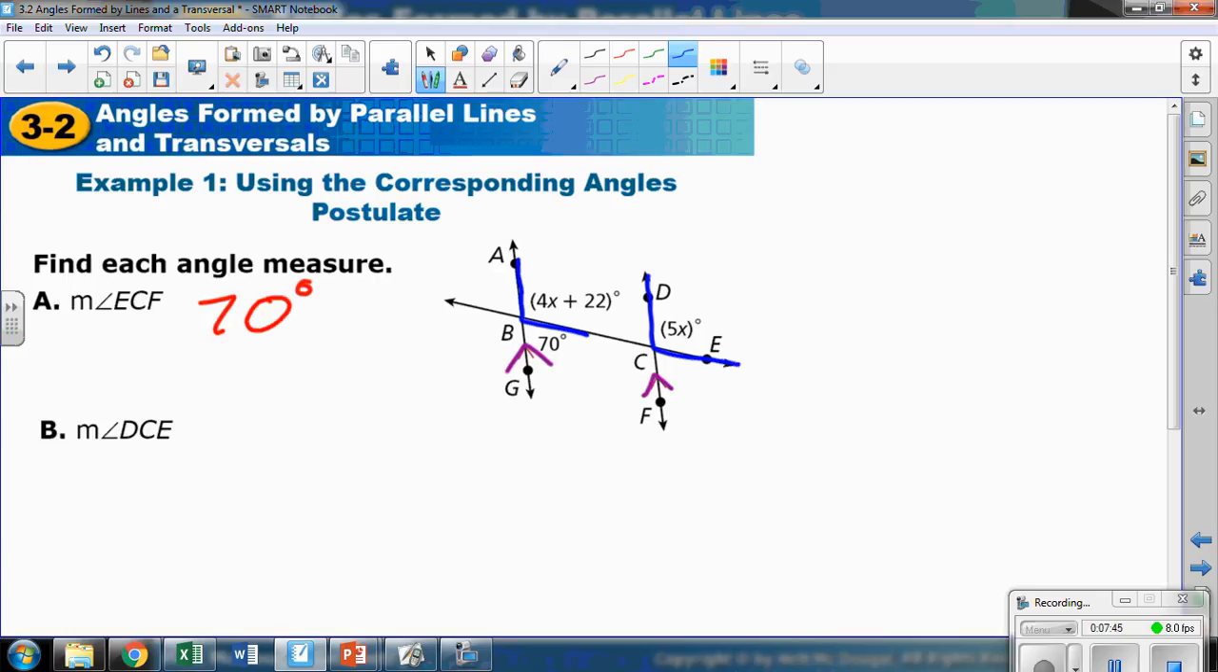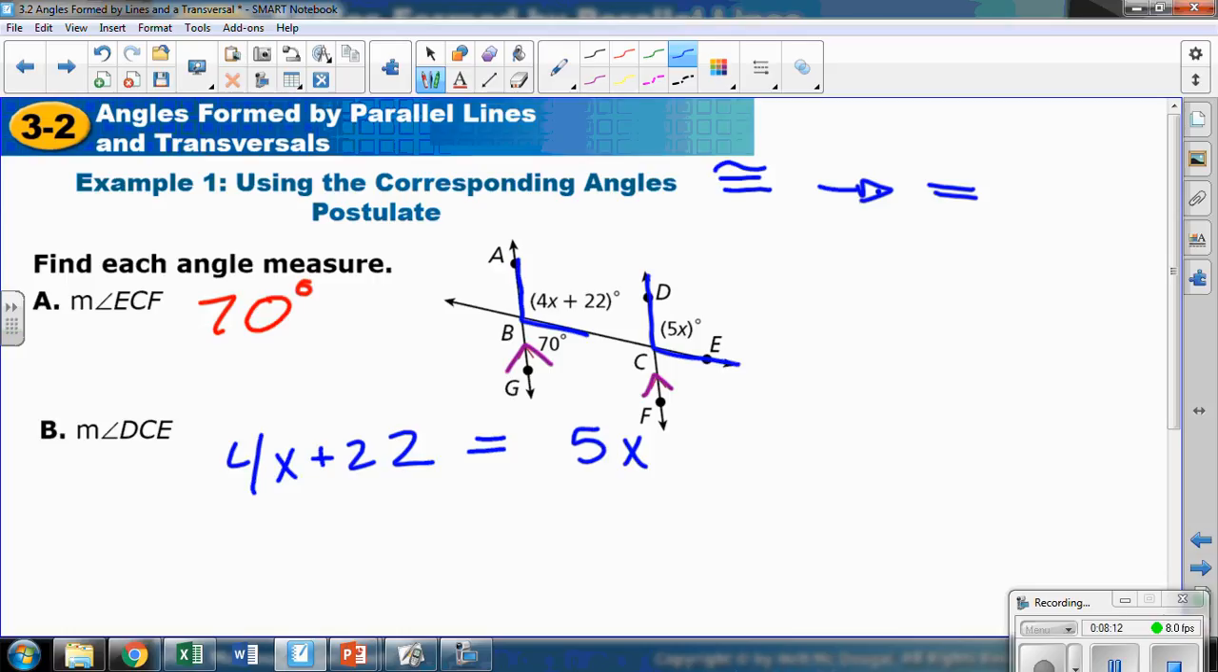And we know that whenever angles are congruent, their measures are equal. That's the foundation for this. Because they are congruent, it tells us we will get to create an equation using the equal sign. 4x plus 22 has to equal 5x. And our geometry is done.